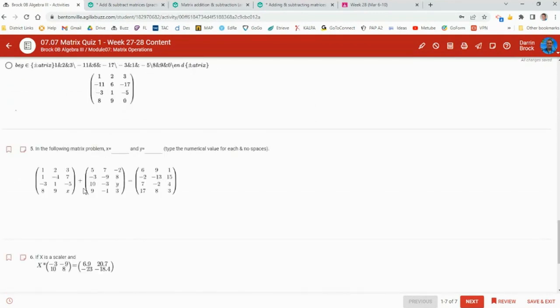This is a nice one. In the following matrix problem, x equals what and y equals what? Well, here's x right here. Here's y right here. If we were adding these 2 matrices together and we end up with this matrix, what do those numbers have to be in order for that to work? So you got to type in an x and type in a y.